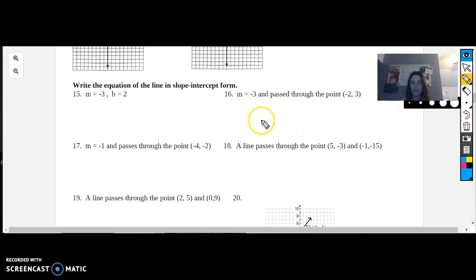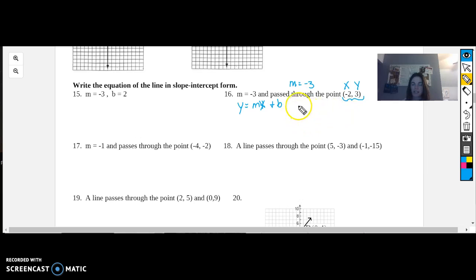Number 16, we've got a slope of -3, and we're going to pass through the point -2 and 3. So I'm going to put it in y equals mx plus b format. Okay, I know that my m value equals -3, but I don't know b yet. So what I can do is plug these points in to solve for b. So I can say that this is going to be x and this is y, and then the only thing left that I won't know is b.